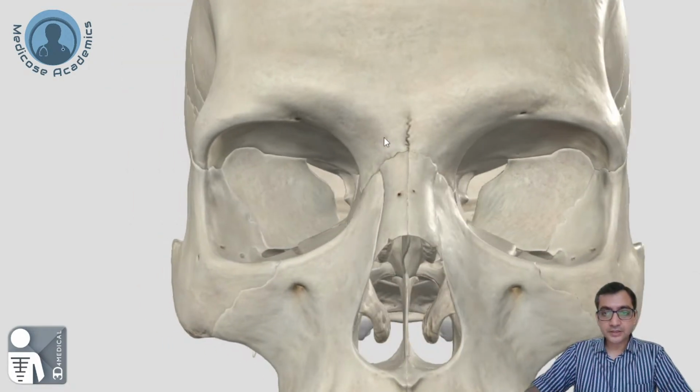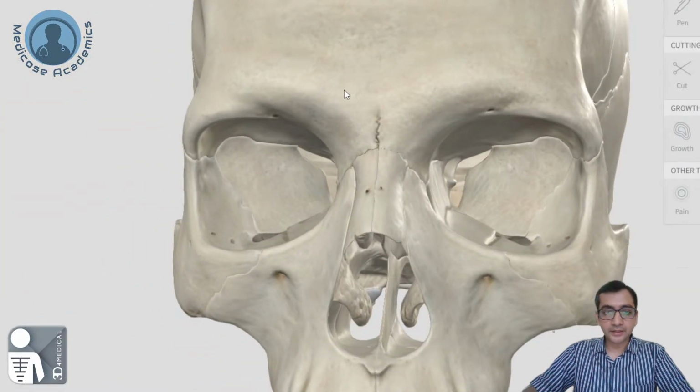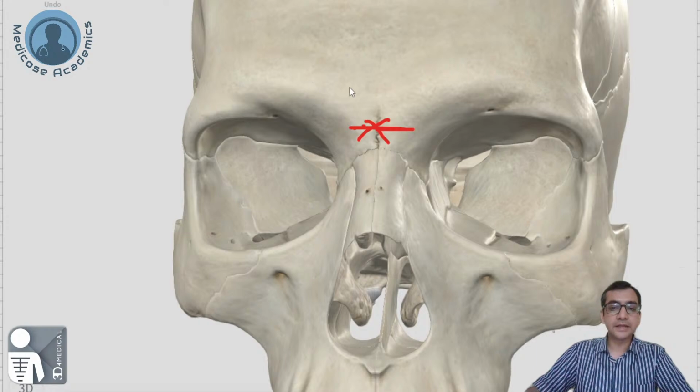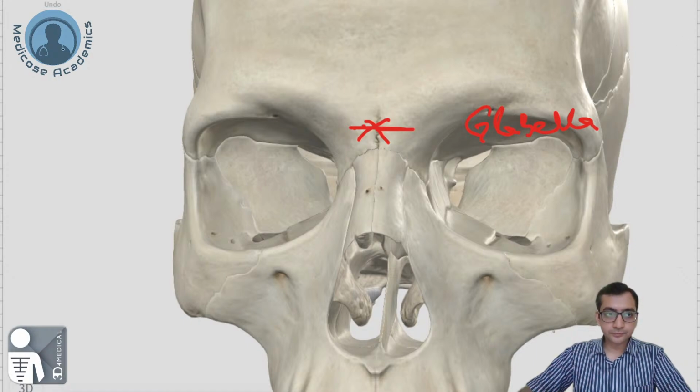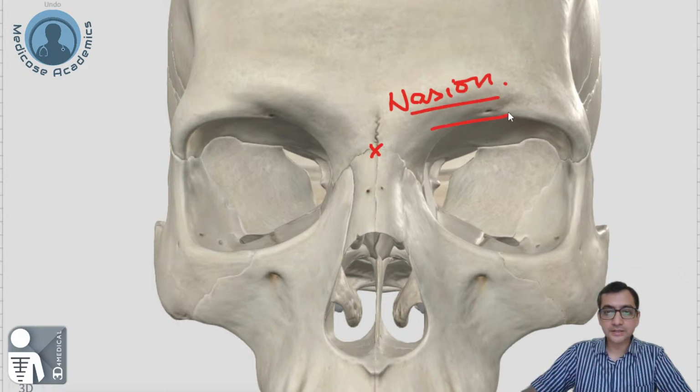Okay, the superciliary arches, if we join them by imaginary line, let me get the pen. So this point where the two superciliary arches roughly meet, that is known as glabella. And then the point where the frontal bone and the two nasal bones meet, this particular point, this is known as nasion.